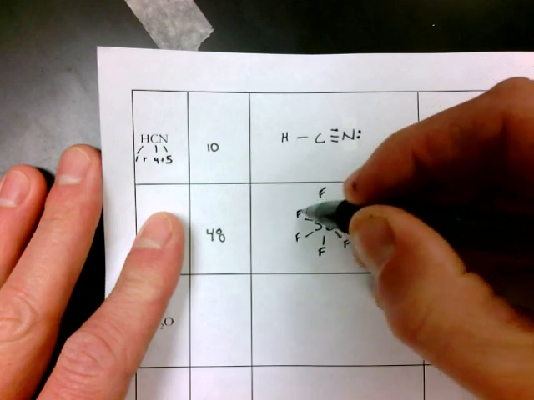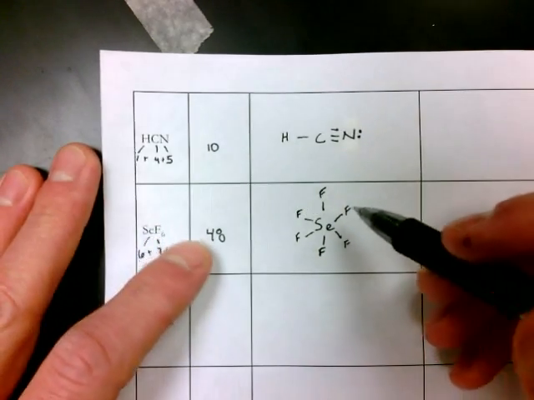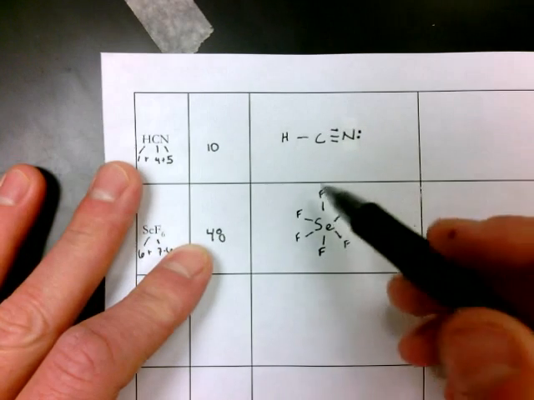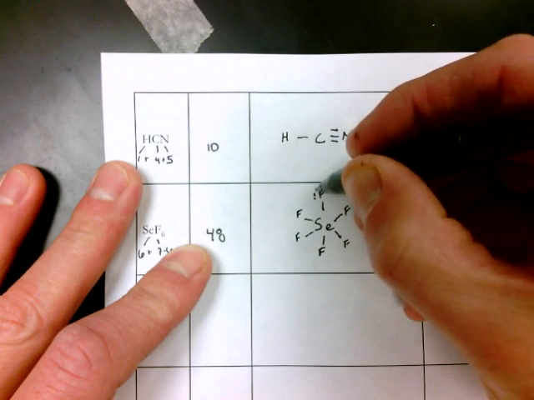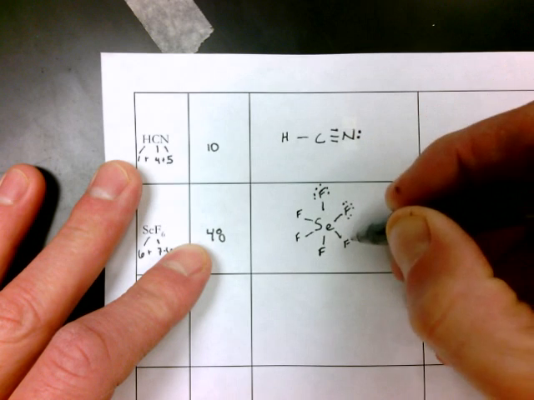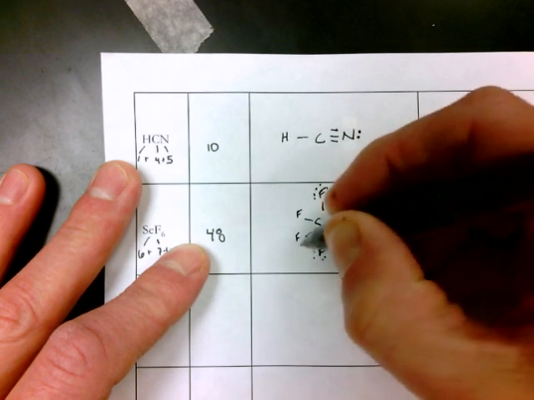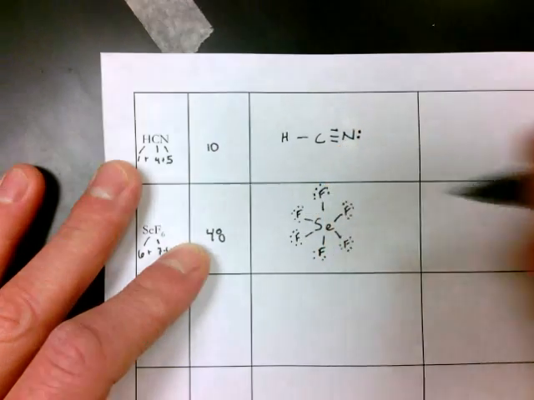Now, selenium is set, the fluorines each need more electrons. 48 minus the 12 that we've used gives us 36. There's 6 more fluorines, so 6 goes into 36 6 times, which is perfect, because each fluorine needs 6 more electrons. So giving each fluorine an octet, that's all the electrons that we need.